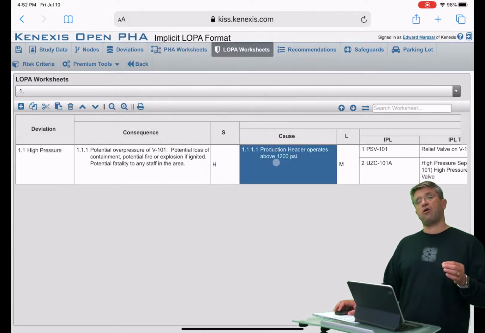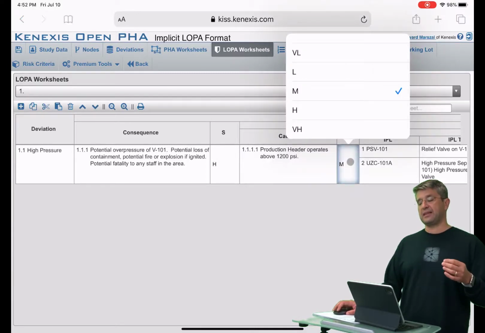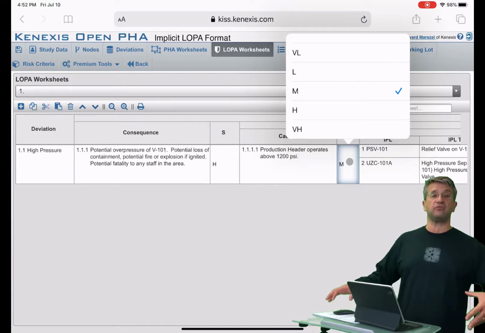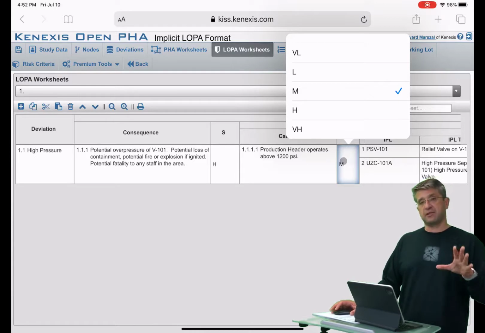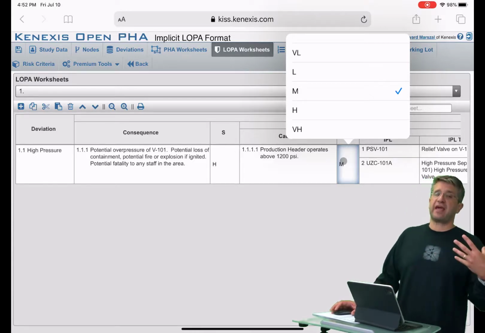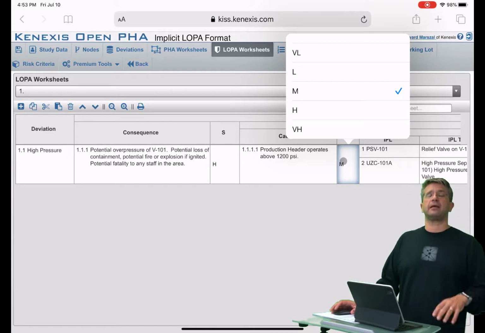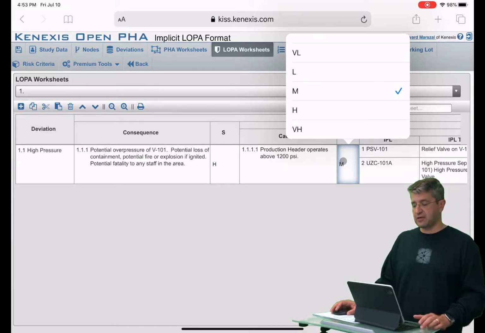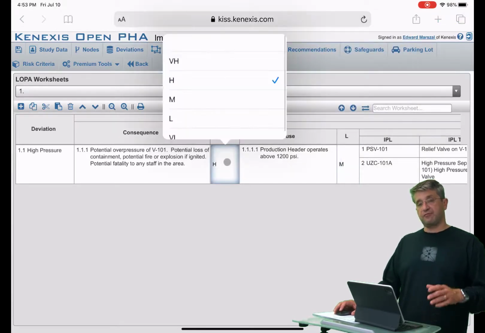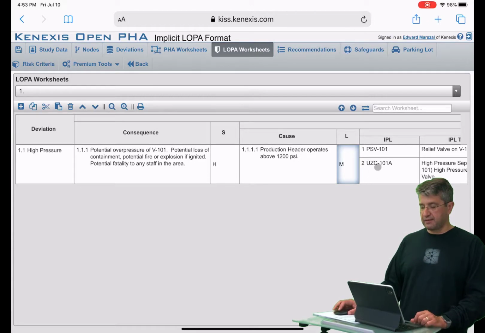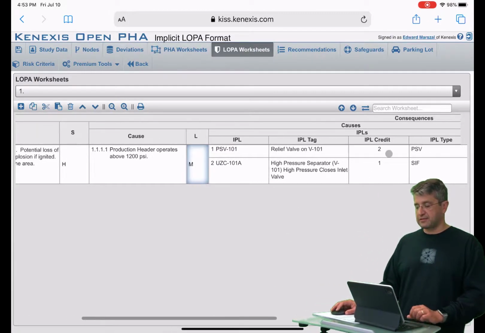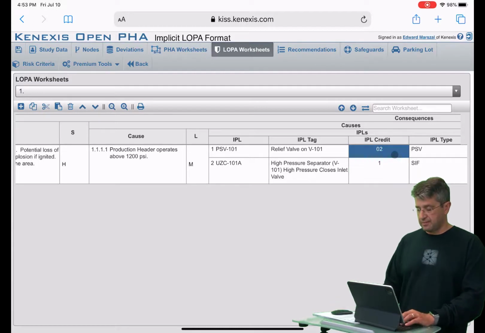But in this case, the cause is not quantified using a frequency, it's quantified using a likelihood category. In this case, we used a medium, which is going to be representative of 1 in 10 chance per year, roughly. But instead of explicitly stating it, it's just a row and a column in the matrix or in the risk tolerance criteria. So once I know that for this initiating event, the consequence is high and the likelihood is medium, that will tell me, and let me work over here to delete some things out to make it a little bit more visible. Bear with me for a second.